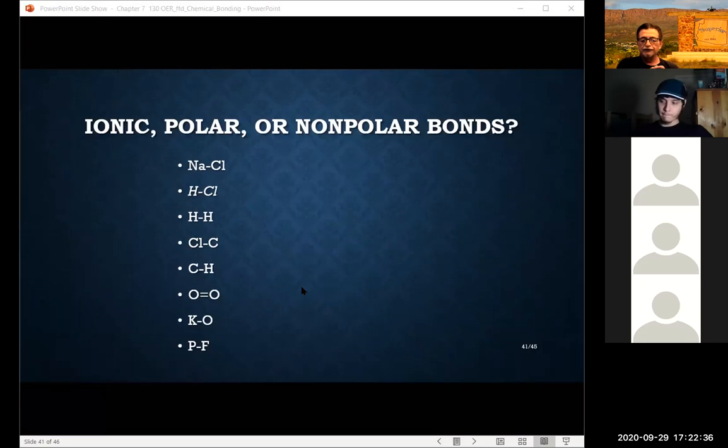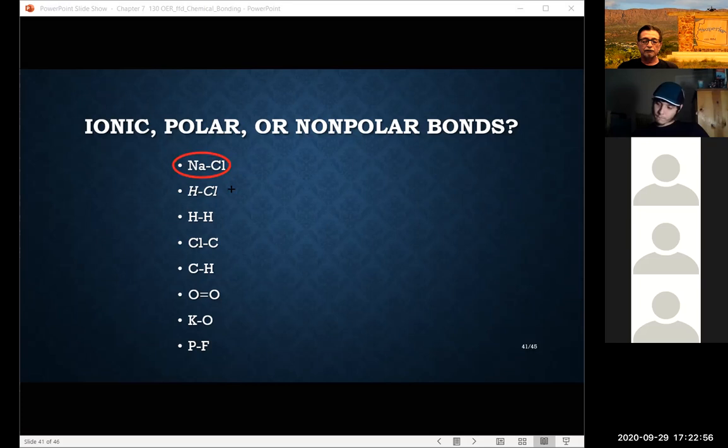All right, here they're asking you to determine what's ionic, what's polar, and what's nonpolar. I think we can very quickly mark the ionic compounds, right? Because we're looking for any metal, non-metal combination. We already talked about sodium chloride. What about potassium and oxygen? Would that be ionic?